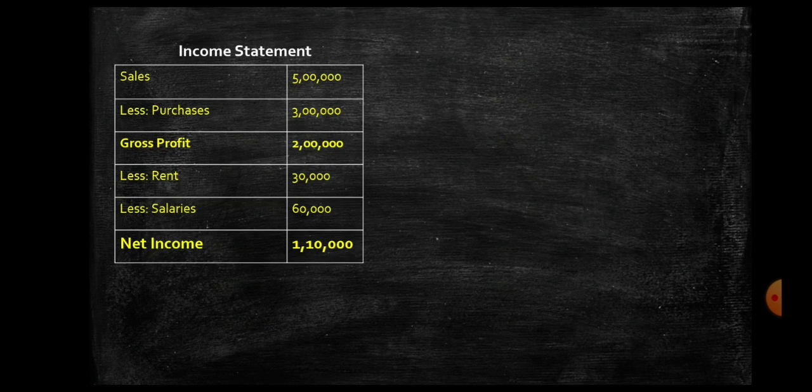So we will make the income statement from this. Sales was 5 lakh. Less purchases 3 lakh. We get a gross profit of 2 lakh. Then we deduct rent 30,000. We deduct salary 60,000. Net income of the year was 1,10,000.